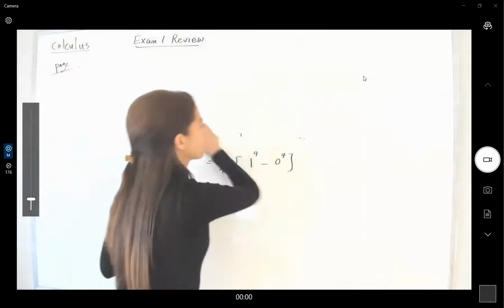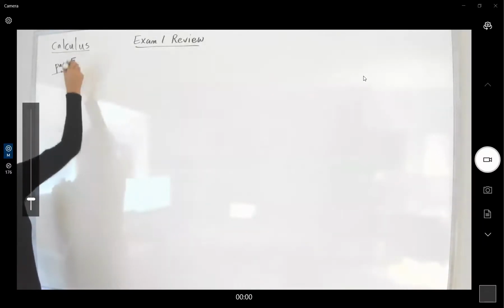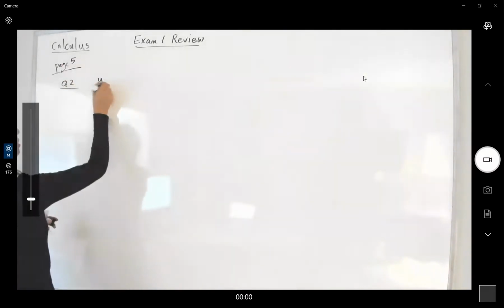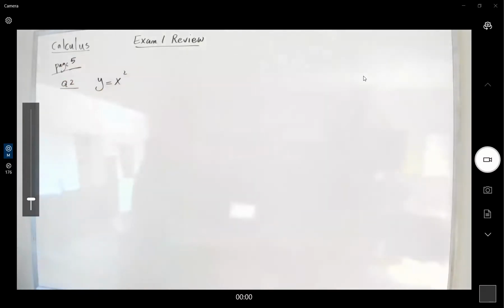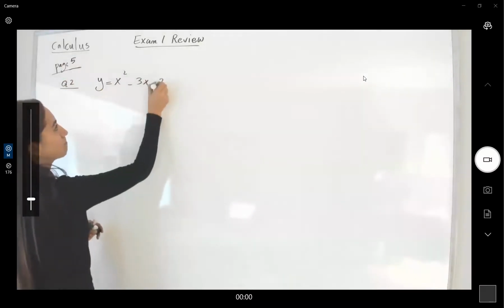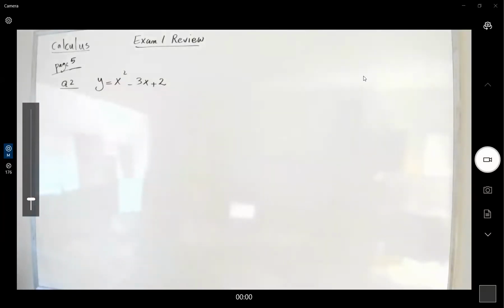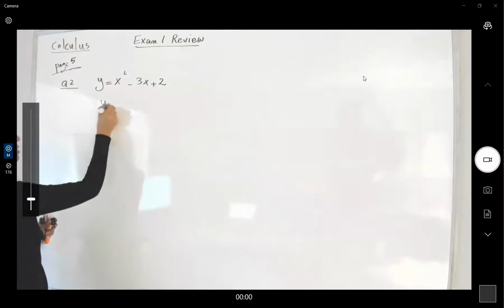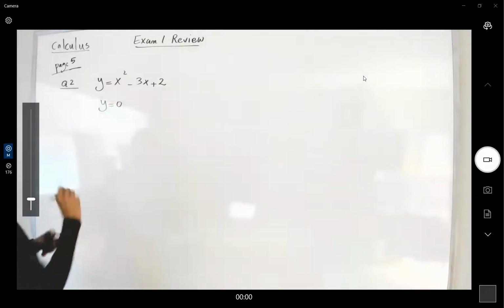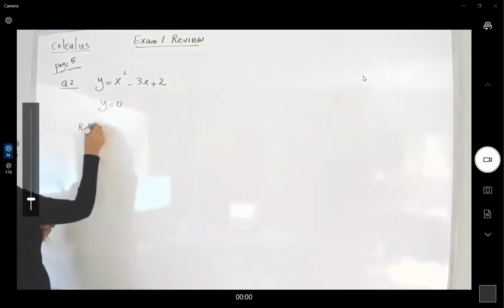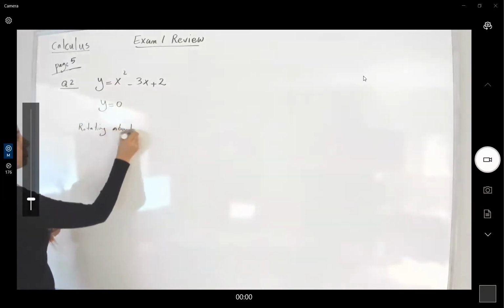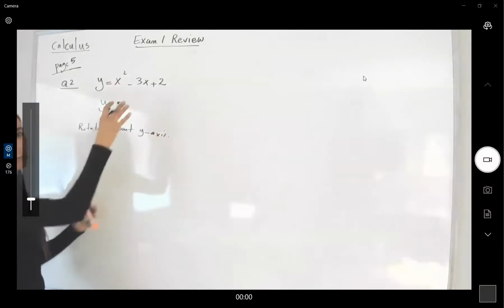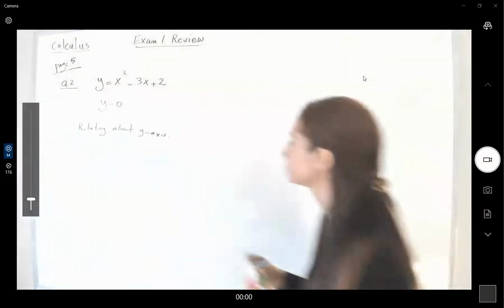Question 2, page 5. Question 2 says, you have y equals x squared minus 3x plus 2, and then you are rotating this and y equals 0 about the y-axis. And what is the volume?